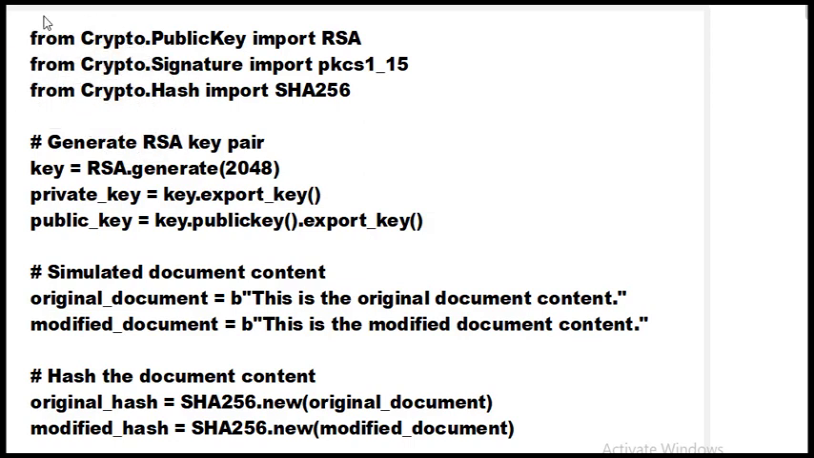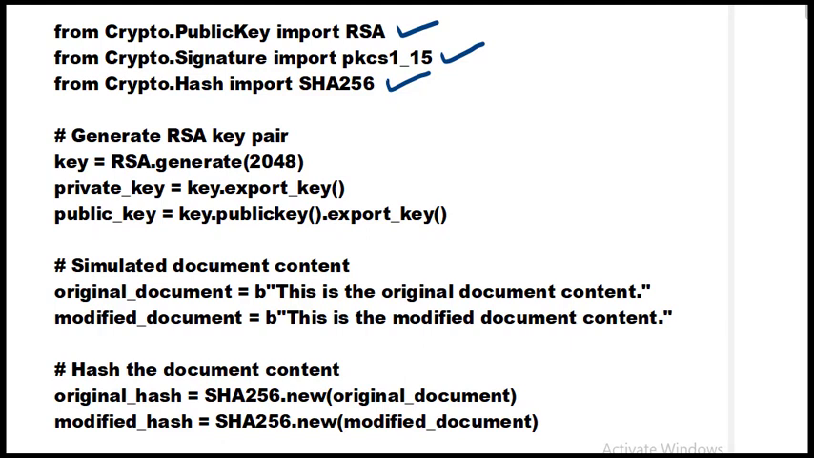The from Crypto.PublicKey import RSA line imports the RSA key generation and management functionalities. The from Crypto.Signature import PKCS1_v1_5 line imports the PKCS number 1 version 1.5 digital signature scheme. The from Crypto.Hash import SHA256 line imports the SHA256 hash function from the Crypto library.